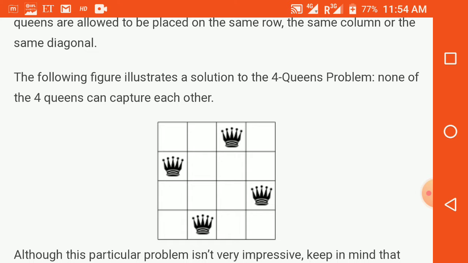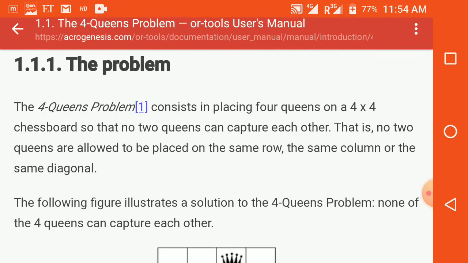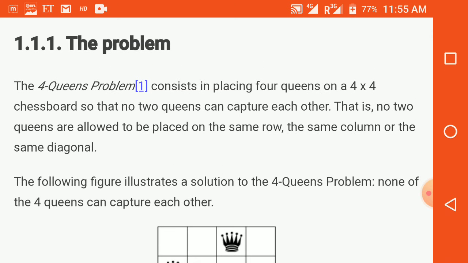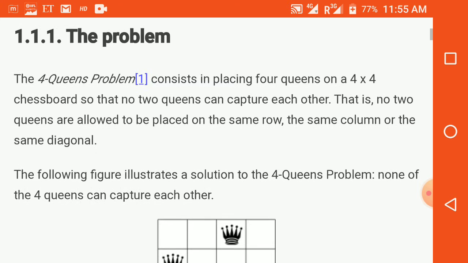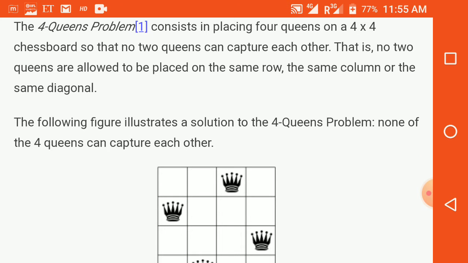So keep in mind, here I am taking the value of n equal to 4. So here it is the 4 queen problem. No two queens can be placed in the same diagonal, same row or same column. A 4 queen problem consists of placing 4 queens on a 4 cross 4 chessboard so that no two queens can capture each other. That means no two queens are allowed in the same row, same column or same diagonal.